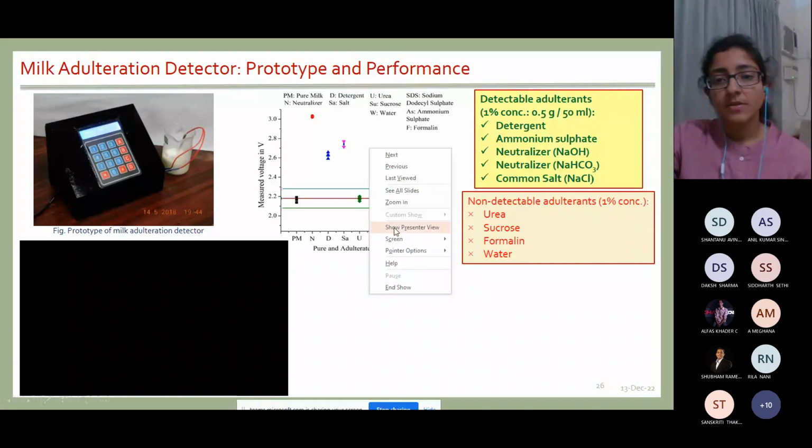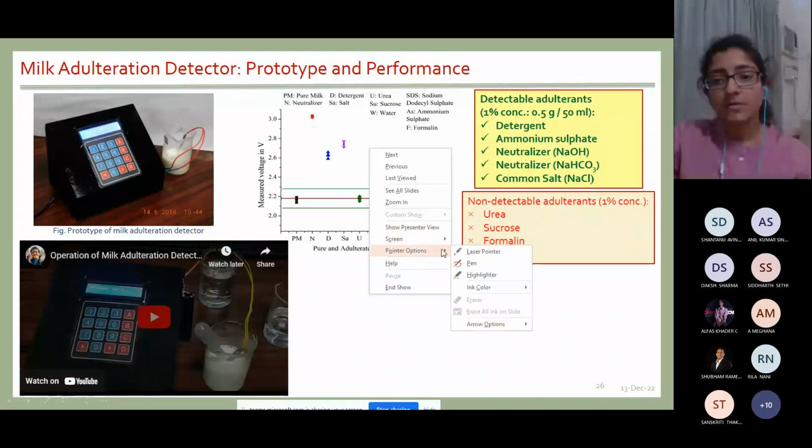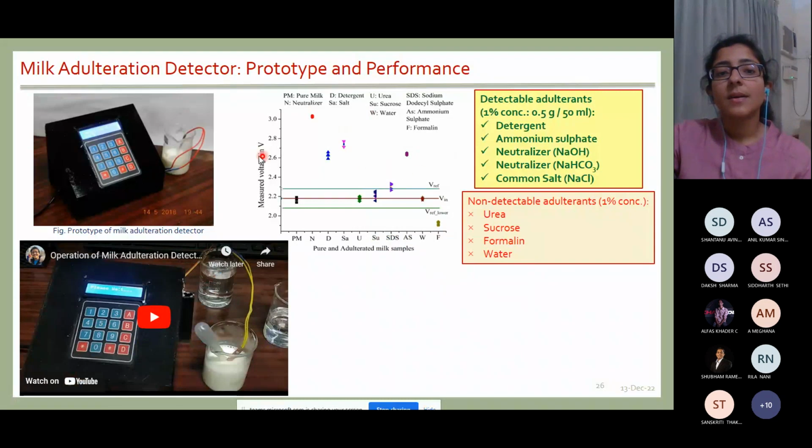With that prototype we could detect different adulterants, which are the most dangerous adulterants generally found in the milk of India. These are detergent, then ammonium sulfate, and neutralizer. They have different purposes, like the neutralizer, which neutralizes the milk to remove the developed acidity, so you can keep the milk for several days.